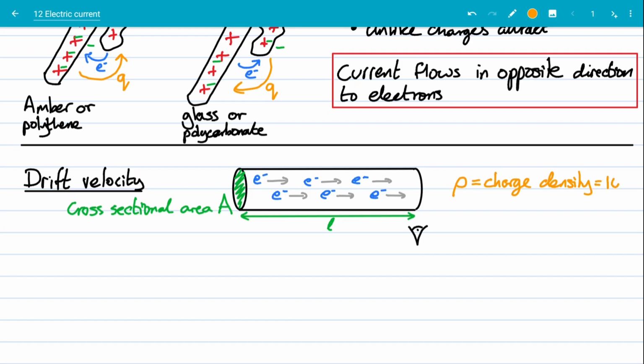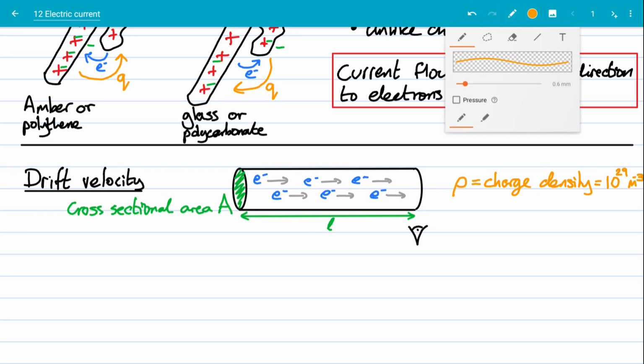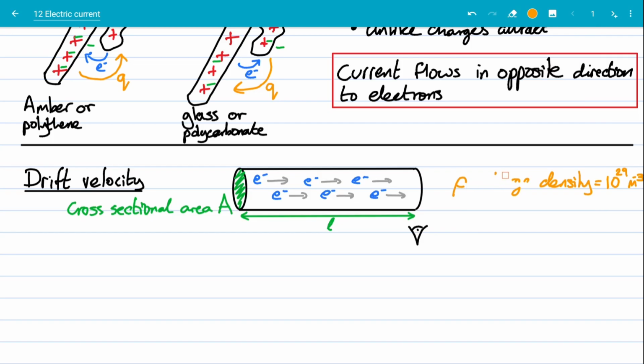Anyway, let's say that this is some sort of copper wire, and the electron density, I should say, is in the order of 10 to the 29 electrons per cubic meter. So let's not call it charge density, let's call it electron density. Rub that one out. And let's say that is electron density.